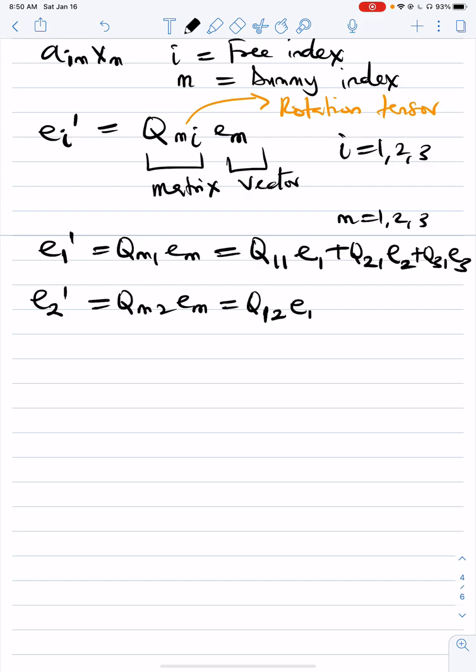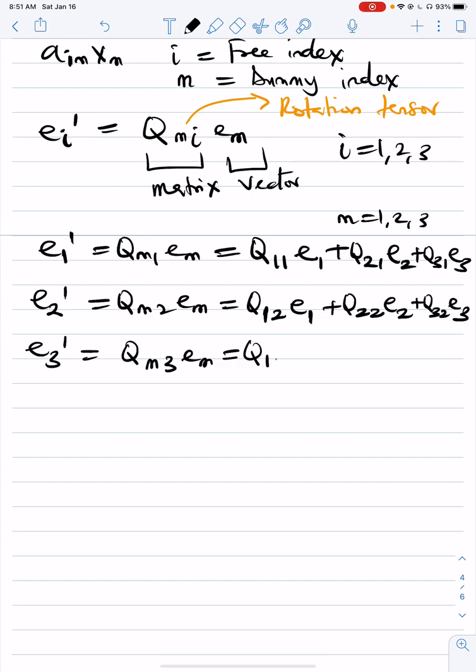Q1 2 E1 plus Q2 2 E2 plus Q3 2 E3, and similarly this will be QM3 EM. So QM here will be Q1 3 E1. Sorry, sometimes it could be a bit confusing, but yeah, this will be Q2 3 E2 plus Q3 3 E3.